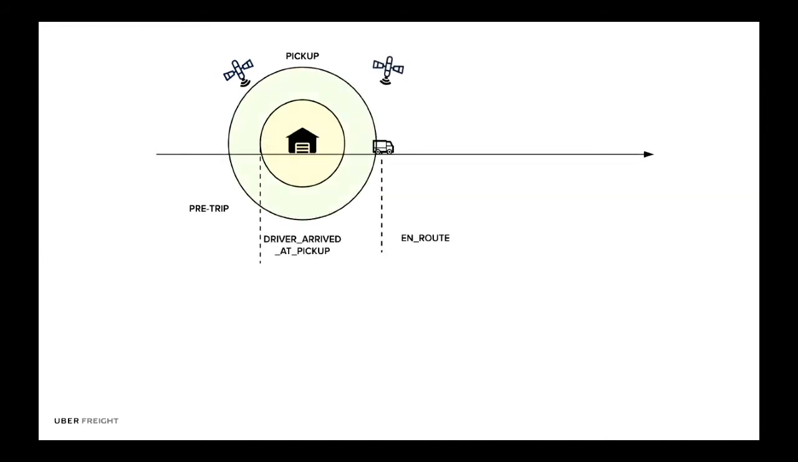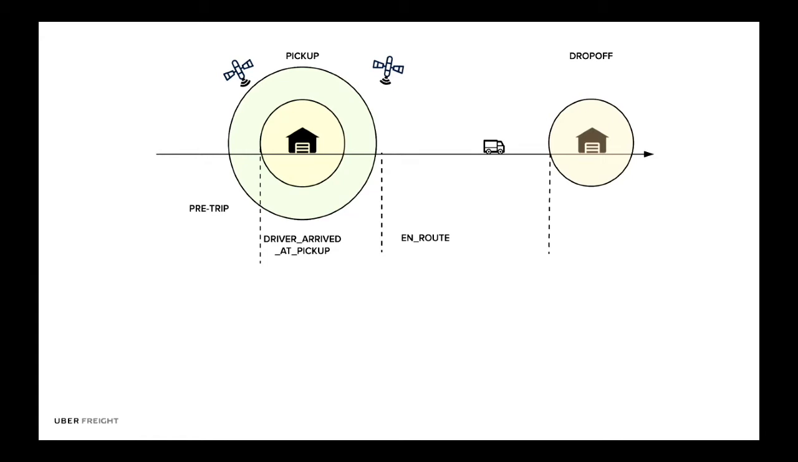Then at some point later, a few hours, the driver will exit this pickup facility and will start the main part of the trip, which is the distance between the pickup facility and the drop-off facility. During this state, when the driver is what we call en route, we don't care much about updates either. We only need a few location updates to make sure that the driver is actually on time.